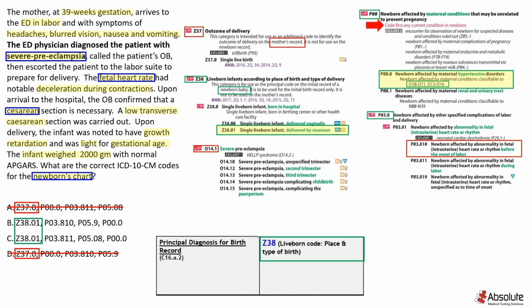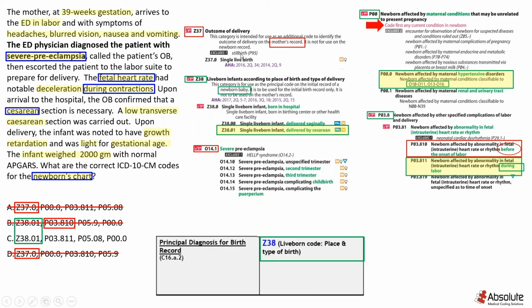Now let's go back to our documentation and see what is in there. We have a fetal heart rate that showed a deceleration during the contraction. So during the contraction means that's during the labor, right, coders? Am I correct? Are you following me? Yes, that means exactly that, it's during the labor. So option B, which is coding for P03.810, is incorrect. And we can eliminate option B, and our correct answer is going to be option C.